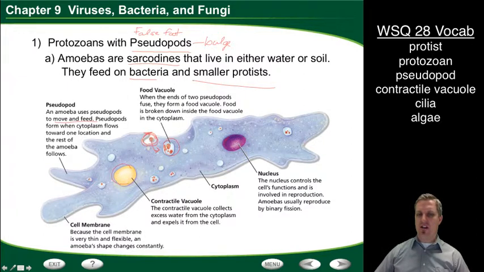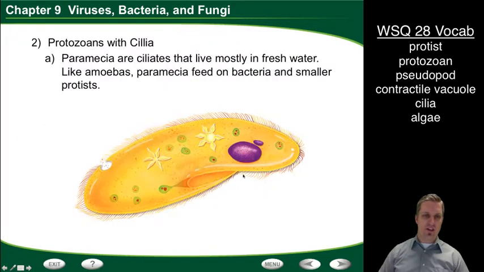They have a contractile vacuole, which collects excess water. You can think of this kind of like plants, and it can expel that excess water from the cell. They have cytoplasm, and notice, because they're eukaryotic, they also have a nucleus that controls their cell functions and their reproduction and things like that.